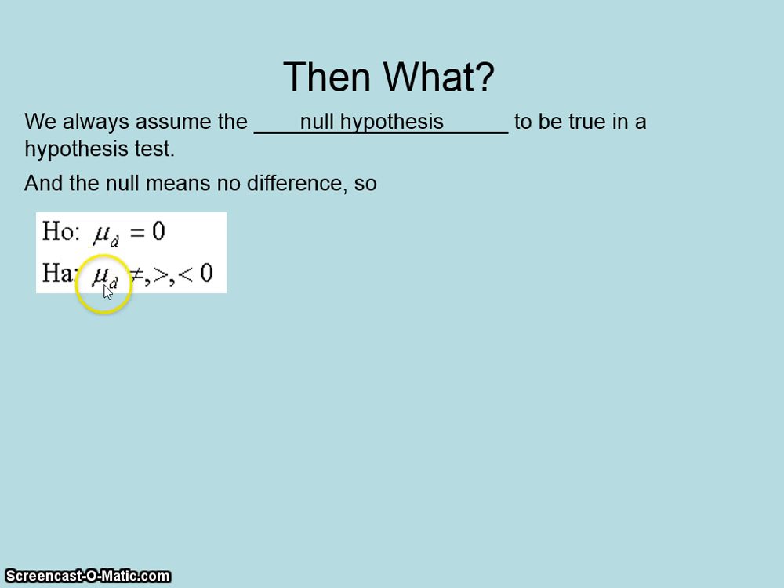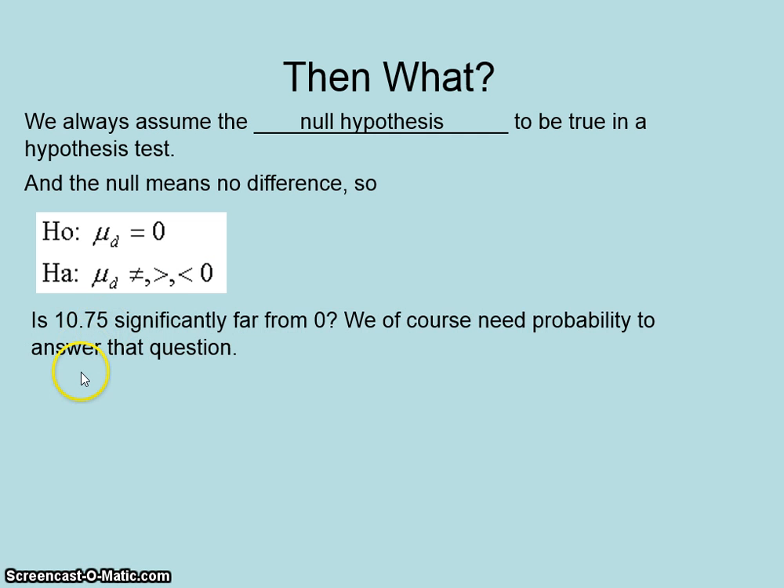We would then choose our alternative based on the situation. In our case, we would be choosing greater than 0. Because we chose to subtract the way we did, we're expecting positive numbers. We expected the braking distance to be longer without the anti-lock brakes on, so the difference should be positive, we're expecting. So in this particular case, you're going to choose mu of the differences is greater than 0. Now, of course, the question is: 10.75, which was our mean difference, is that significantly far from 0? Is that strong enough evidence to reject the null?